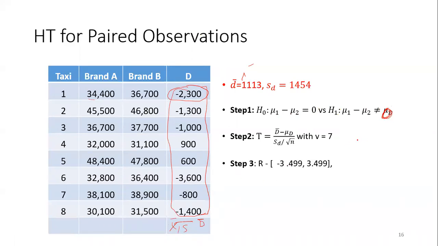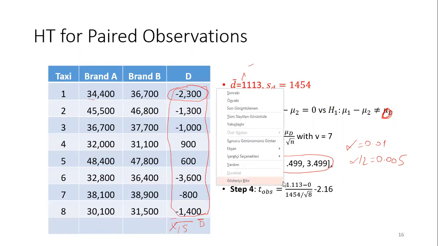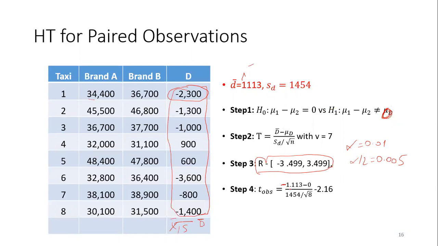So using alpha equal to 0.01, which means alpha over 2 is 0.005. So just look at the table. It turns out that the rejection region is R minus almost minus 3.5 and 3.5. So what is T observed? Again, this is a minus, okay? Sorry for this. This is minus 1,113 minus 0.